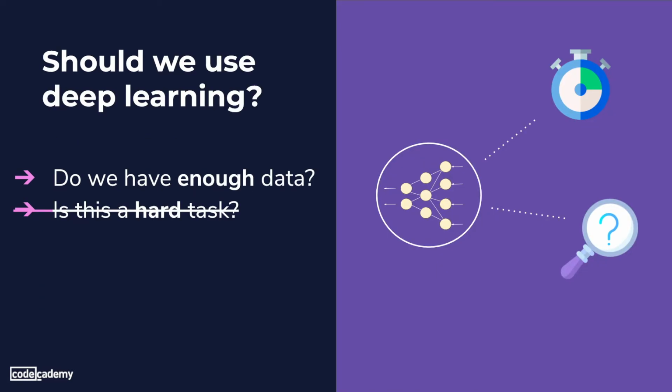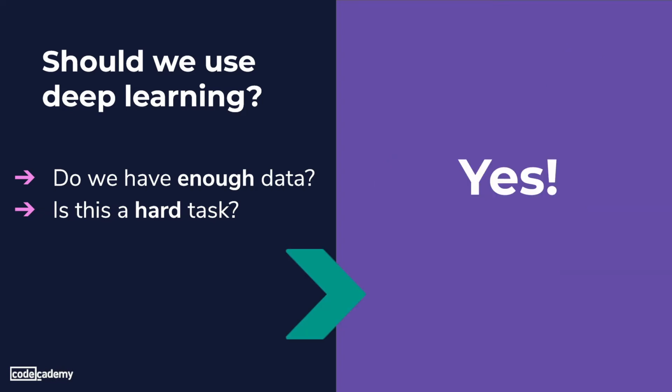Why is it bad to overuse deep learning? Well, for one, deep learning models can take longer to train and fine-tune. Additionally, with deep learning, we gain power, but we sacrifice interpretability, so it becomes hard to understand our model's decisions. Okay, so let's say we have enough data and we've deemed this task a sufficiently hard one. It's time to design our neural network.